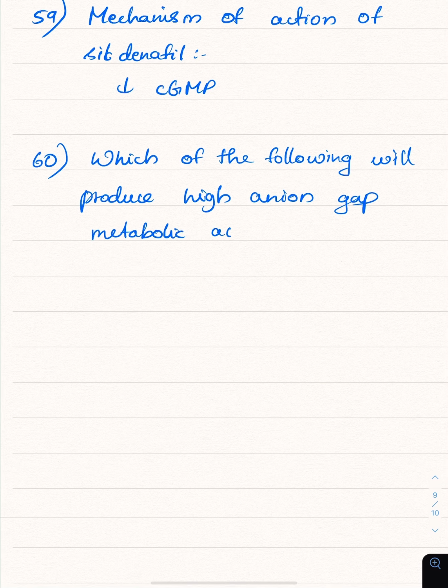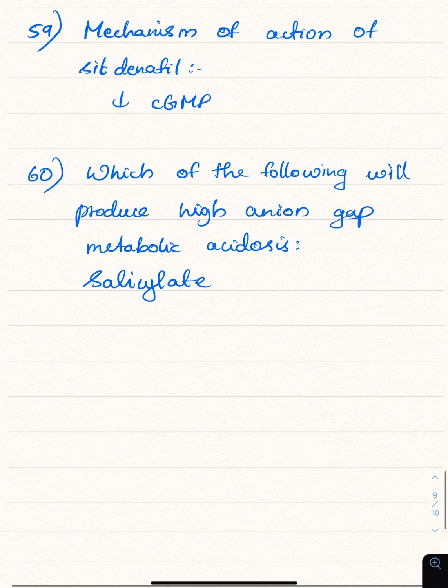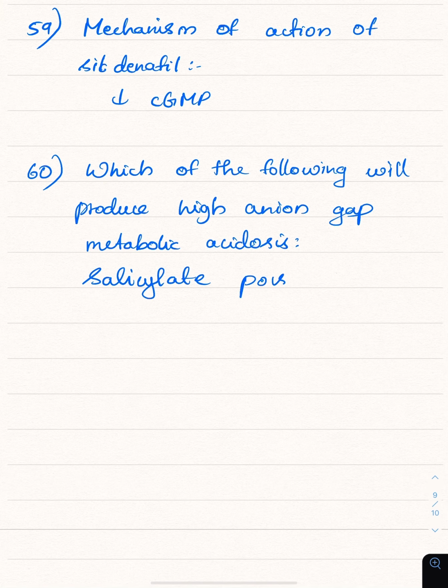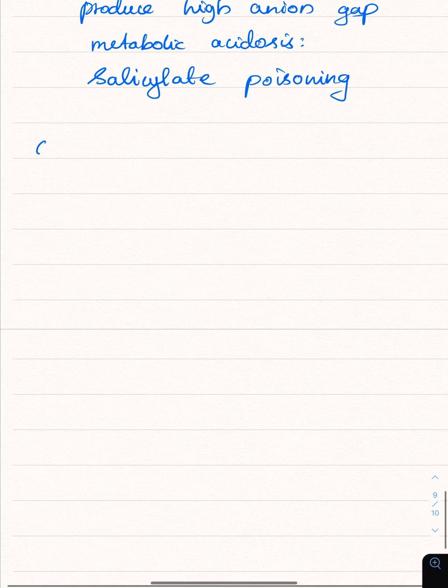When we study metabolic acidosis, we study it in MUDPILES. So the S in MUDPILES is salicylate. Mnemonics, at times, help.